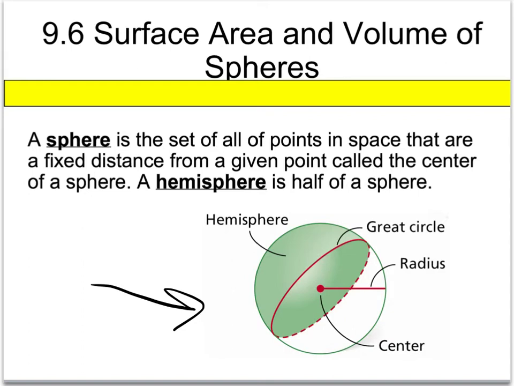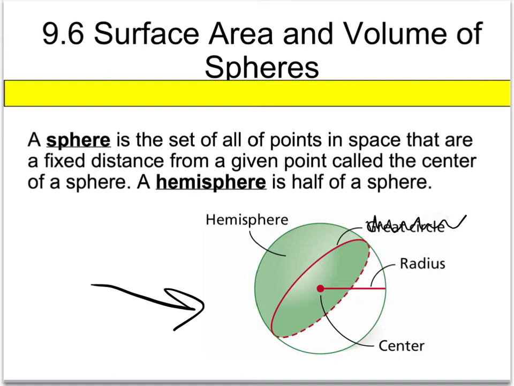Okay, a hemisphere is half of a sphere. So if you look at that shape, the dark green is going to be your sphere. Your radius is still going to be from the point out to any point in that set of all points, in space. Don't worry about the great circle. That's not a big deal. All you need to know is the hemisphere, your center, your radius, and what a sphere actually is.